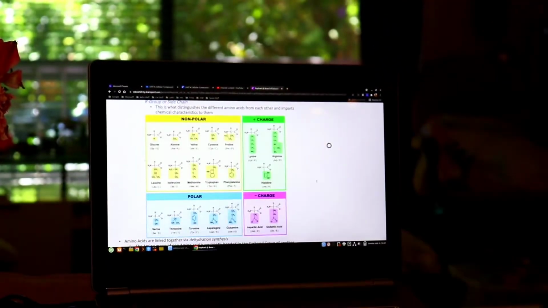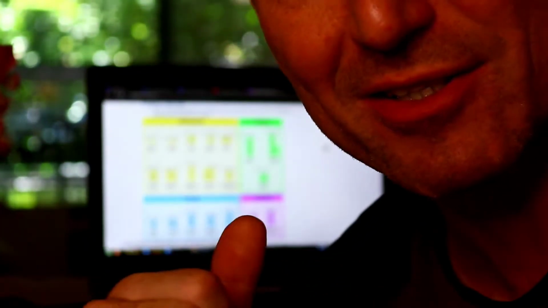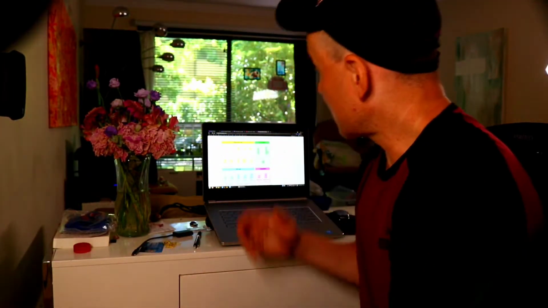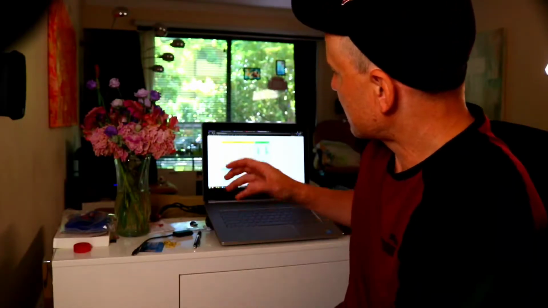So here are the 20 different amino acids. When I was in university, we had to memorize these 20 different amino acids. You don't have to memorize them, but what you do have to know is that it's the R group, that side chain, that gives each of those 20 amino acids their unique chemical properties. So that's the structure of an amino acid.